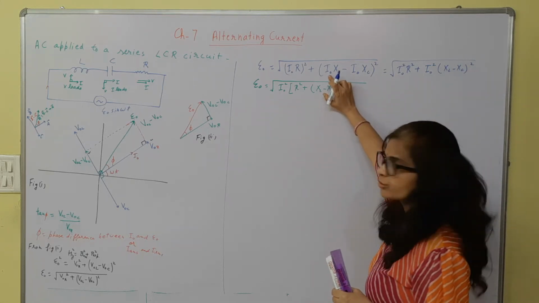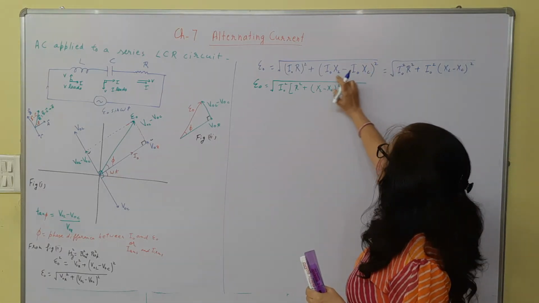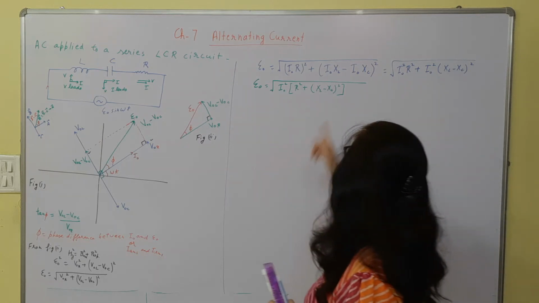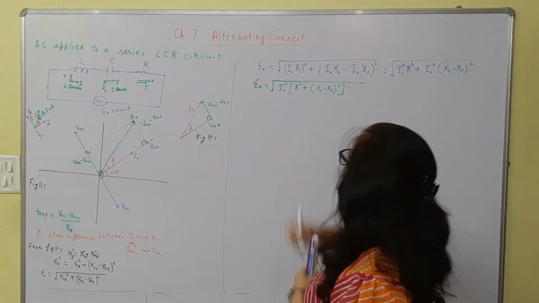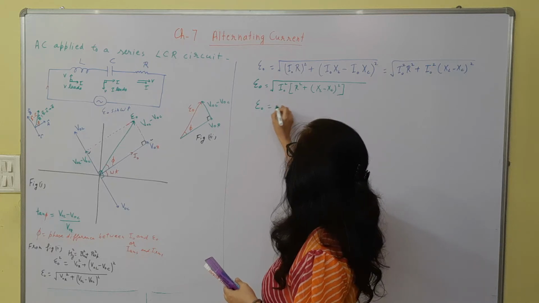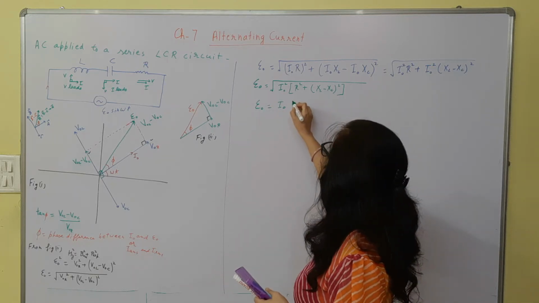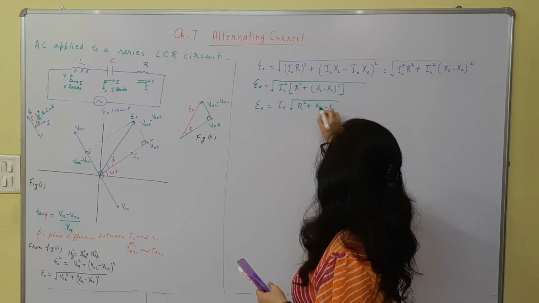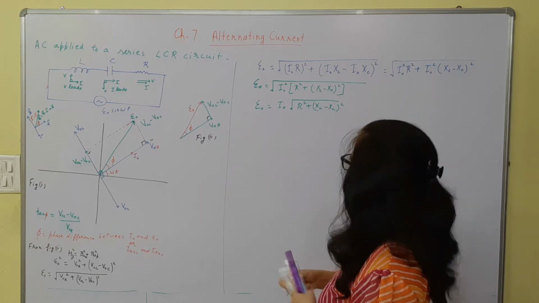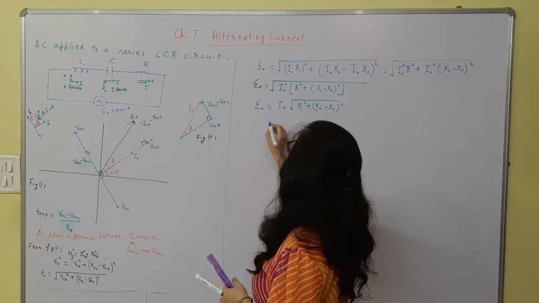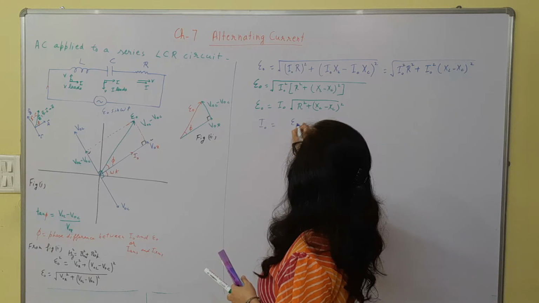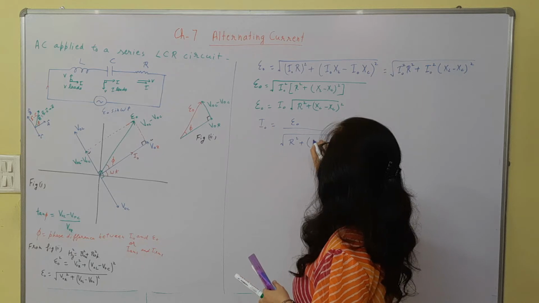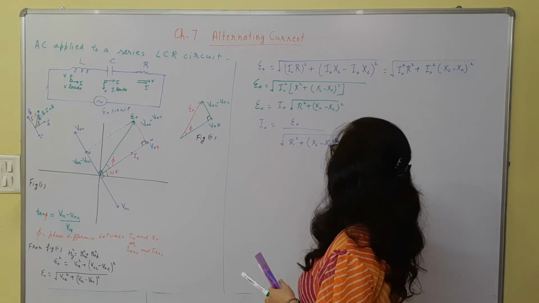If I want to take this I naught outside, I have to take the square along with it, right? So that's why I have written this extra step to make it clear. Then I have taken I naught square common from here. Then I have this I naught outside the root sign, and this will be under root of R square plus XL minus XC whole square. And from here I naught can be written as E naught upon under root of R square plus XL minus XC whole square.